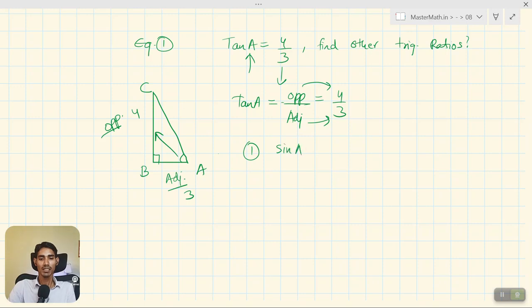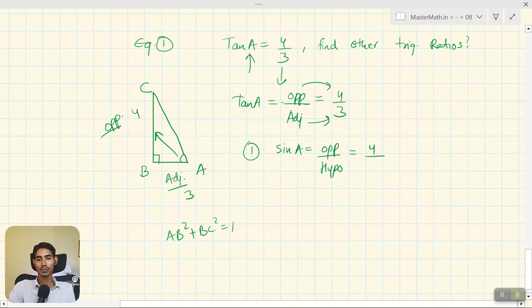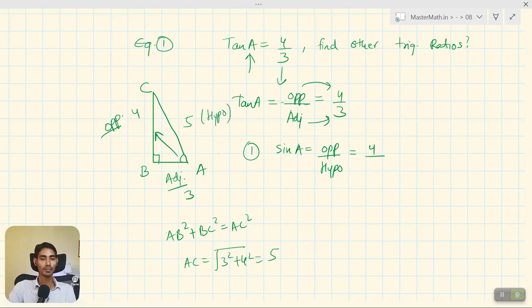So first thing, sine is opposite by hypotenuse. Hopefully you remember this from our past discussion. Opposite is 4. And what is hypotenuse? So because this is a right angle triangle, we can use Pythagoras theorem. AB square plus BC square is equal to AC square, and AC value would be root of 3 square plus 4 square, which is 5. So you could calculate it in detail. This is hypotenuse. So this is 5.